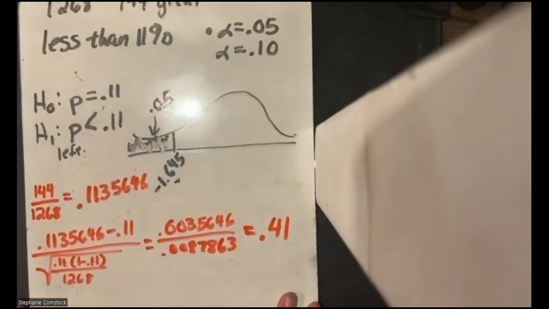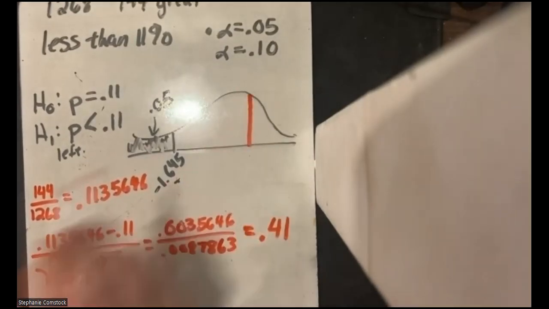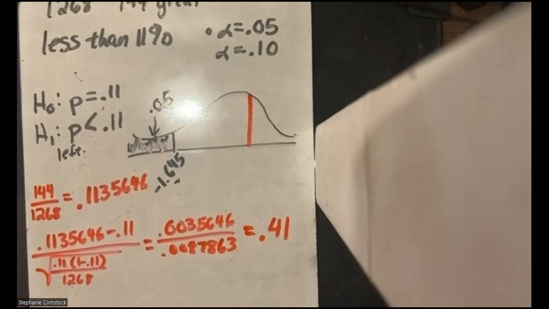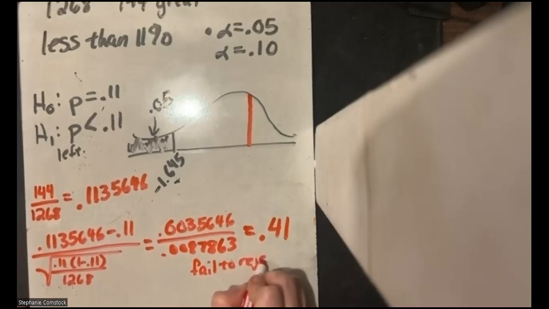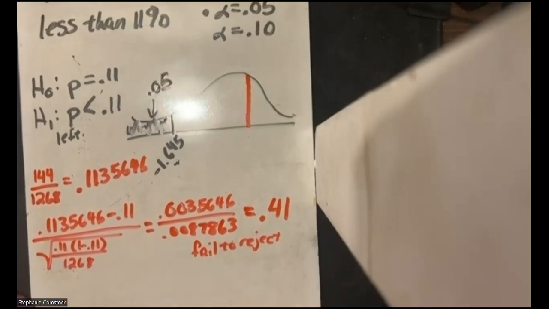So again, going up here and looking at where that's going to be, 0.41 is actually going to be to the right of center because it is positive. So at that, we would fail to reject. I'm going to fail to reject that.